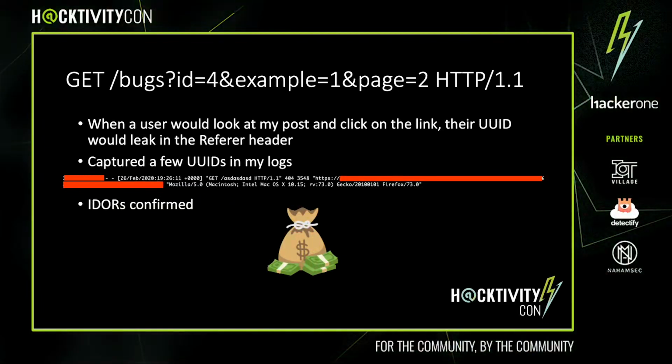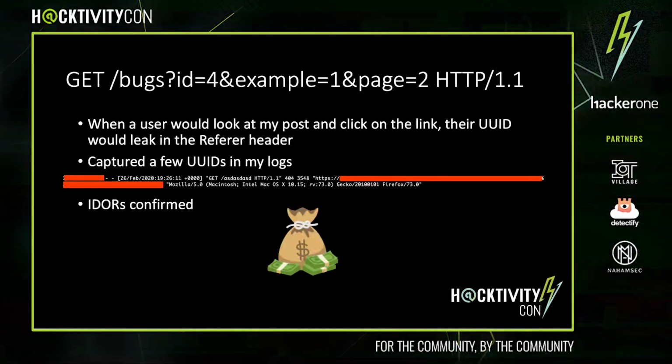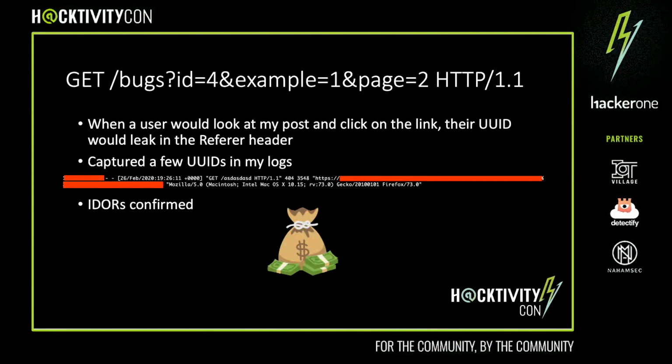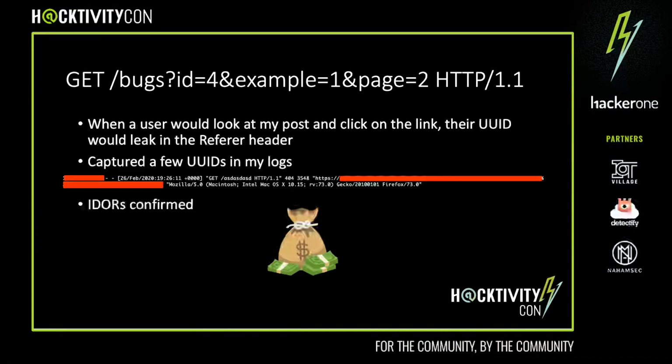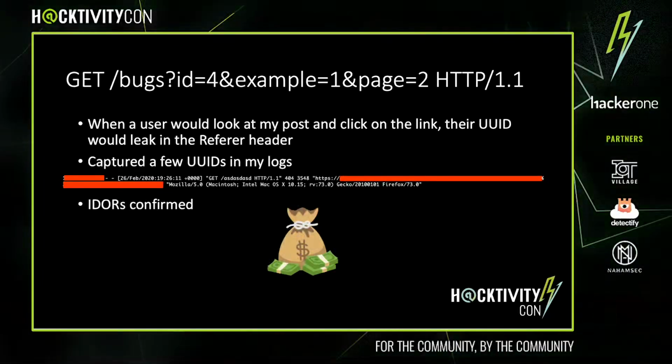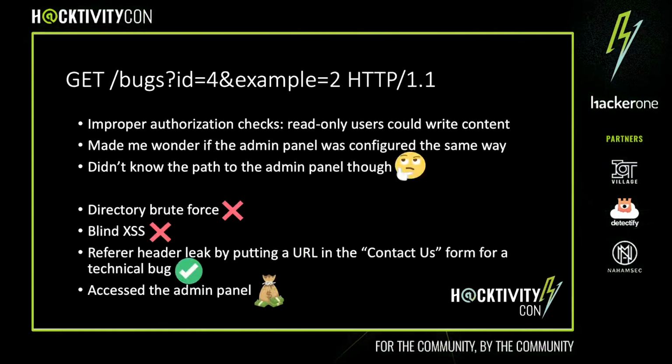But the thing is, we didn't know the path to the admin panel. I tried directory brute forcing to find it. I put a few blind access payloads in strategic places, like the contact us form and stuff like that, but none of it worked. So then I thought, what if I just send a link in the contact us form?